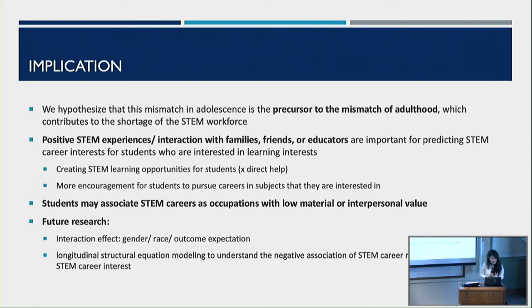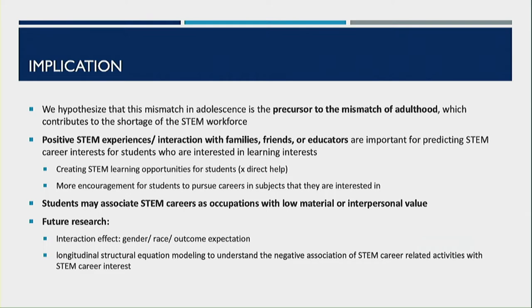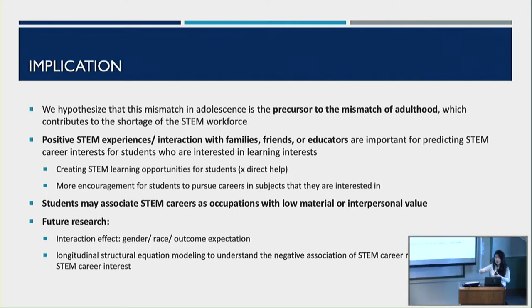Sadly. So, implications. We hypothesized that these differences in learning interests and career interests could be a precursor to the differences they see in adulthood. Positive STEM experiences and interactions with family, friends, and educators are really important. Creating STEM learning opportunities for students is important, but helping with homework is more like taking away their opportunities to learn themselves. That's why I interpreted it as having a negative association.